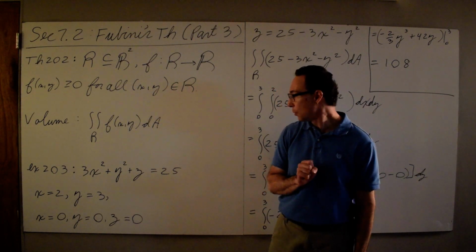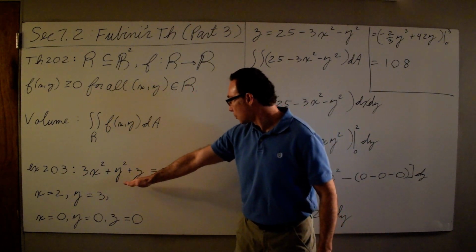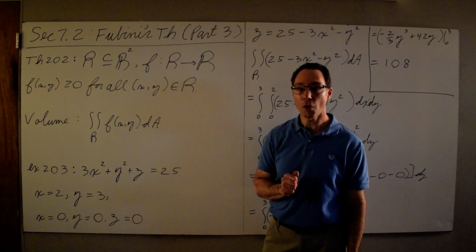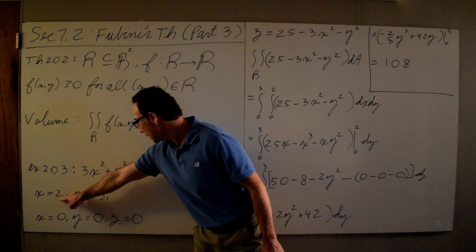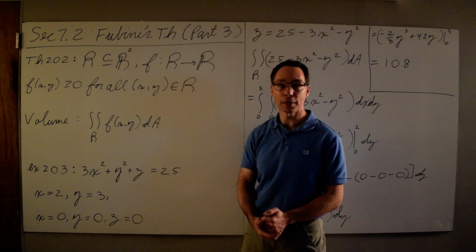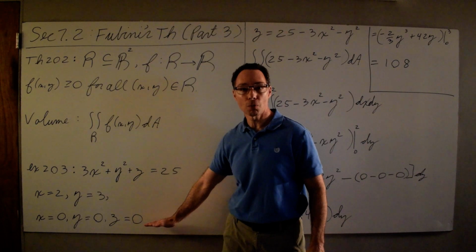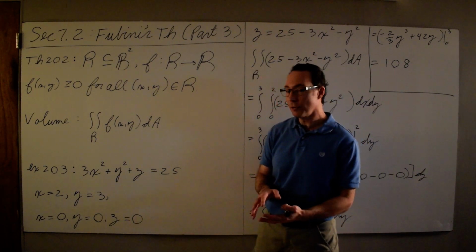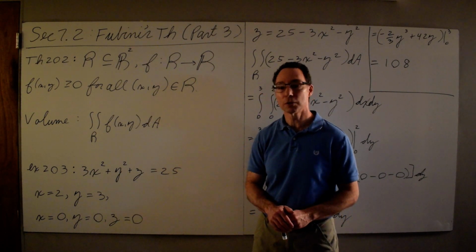So example 203, we have 3x squared plus y squared plus z equal to 25. And we're asked to find the volume of the region bounded by this, the planes x equals 2, y equals 3, and the coordinate planes. That's the way it's worded in the notes. Well, the coordinate planes are x equals 0, y equals 0, and z equals 0. So we're just finding the volume of the region that's above the xy plane and below this surface.